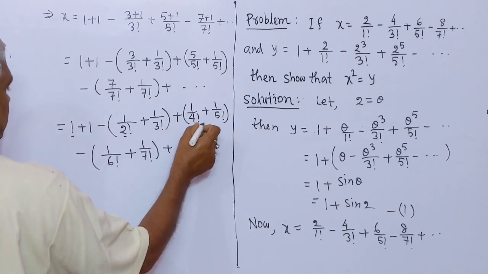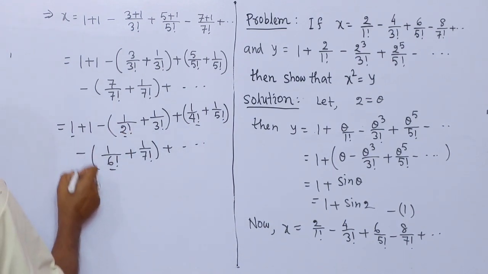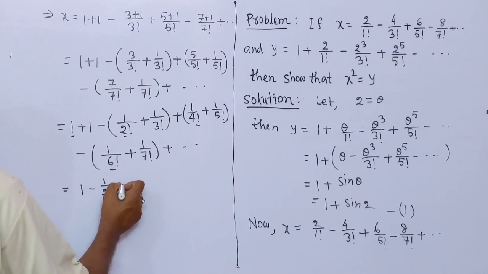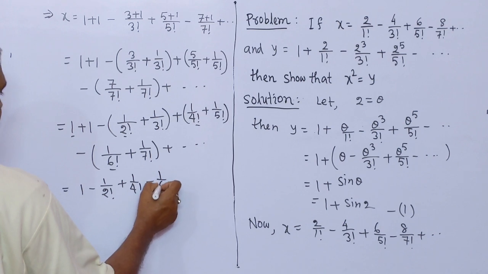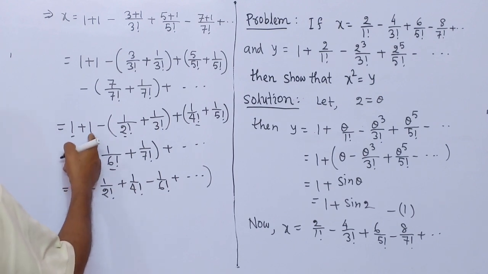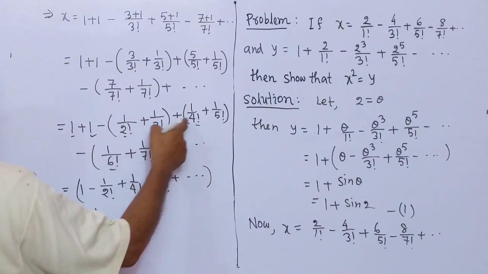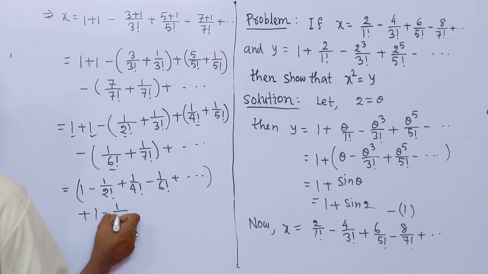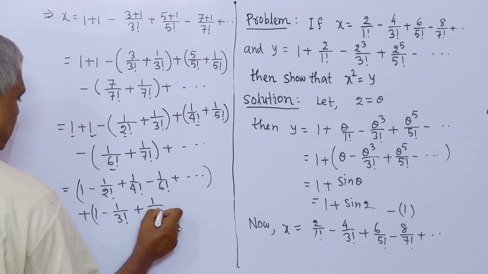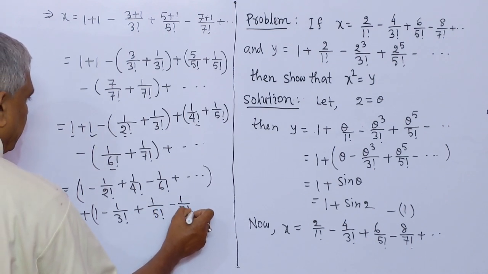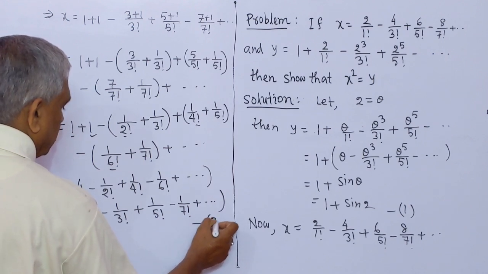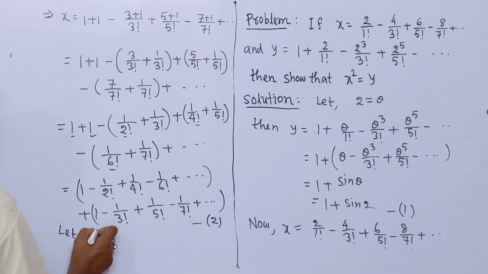this term, meaning this 1 and the first terms of the brackets: minus 1 by factorial 2 plus 1 by factorial 4 minus 1 by factorial 6 plus dot dot dot, and next we take this 1 and the second terms of each bracket: minus 1 by factorial 3 plus 1 by factorial 5 minus 1 by factorial 7 and plus dot dot dot. Let this be number 2. Let phi equal 1.